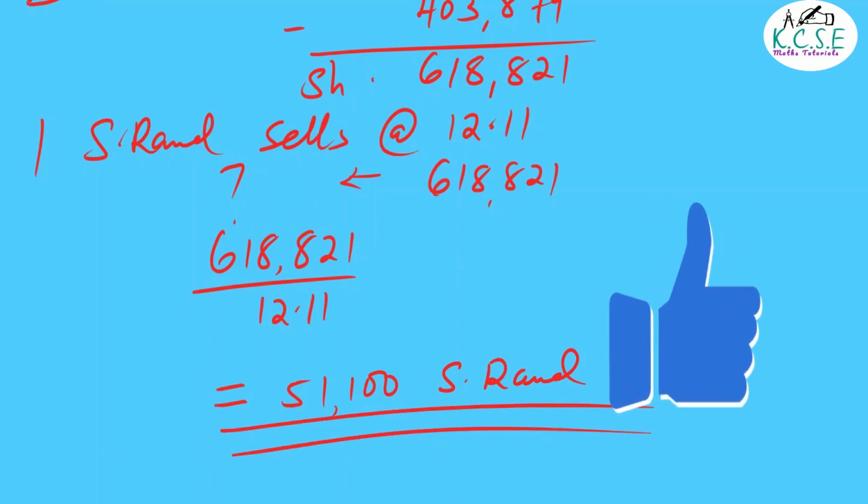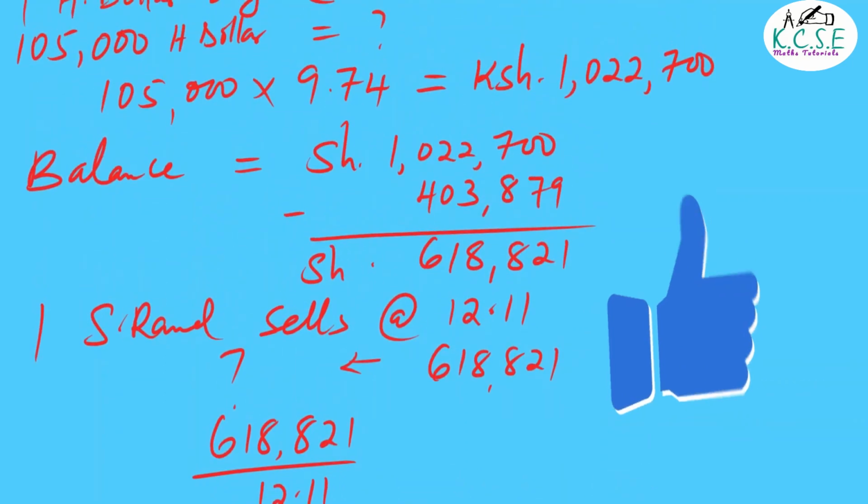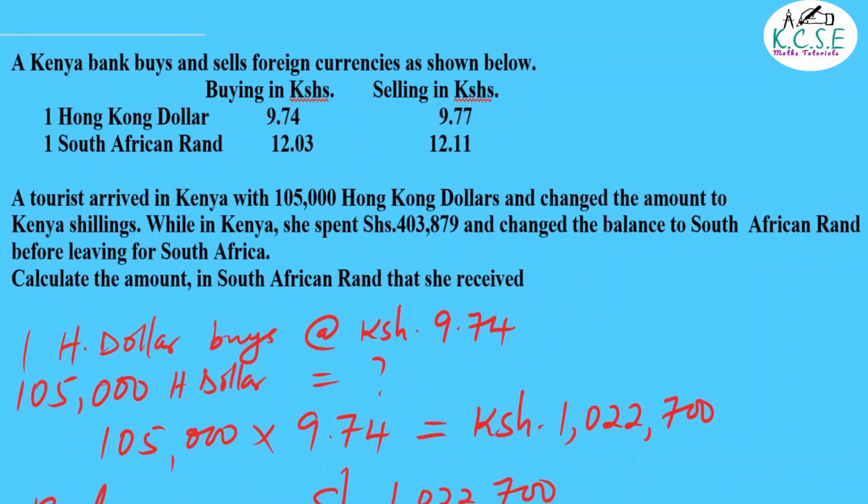So one important thing you're supposed to note is this part: when she wants to convert the Kenyan shillings to South African rand, the Kenyan bank will sell to her. For the Hong Kong dollar, for it to be converted to Kenyan shillings, the Kenyan bank will buy the Hong Kong dollar and sell the Kenyan shilling. So that is very important to note.